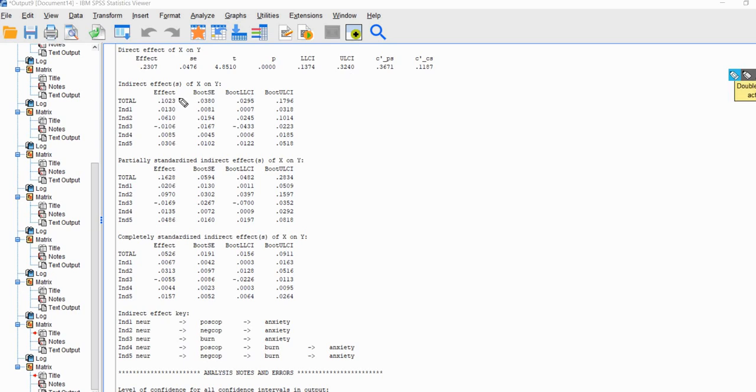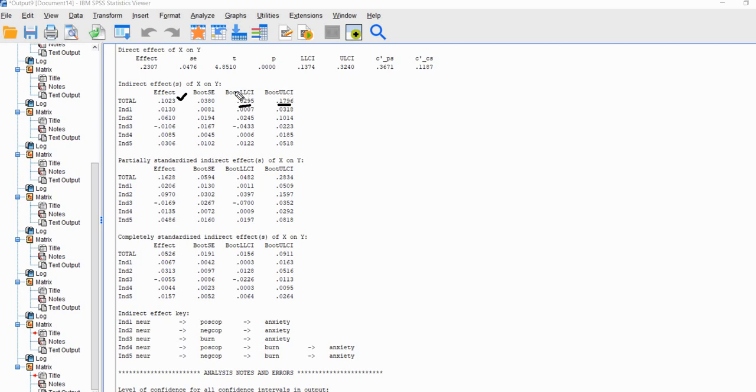The way you can test the indirect effect right here is to look at the lower and upper bound of our confidence interval and check 0, which is the null. If 0 falls between the lower and upper bound, then the indirect effect would not be deemed statistically significant, whereas if 0 falls outside of the lower and upper bound, then it would be deemed statistically significant. You can see right here that our total indirect effect is 0.1023. The lower bound of the confidence interval is 0.0295. The upper bound is 0.1796.